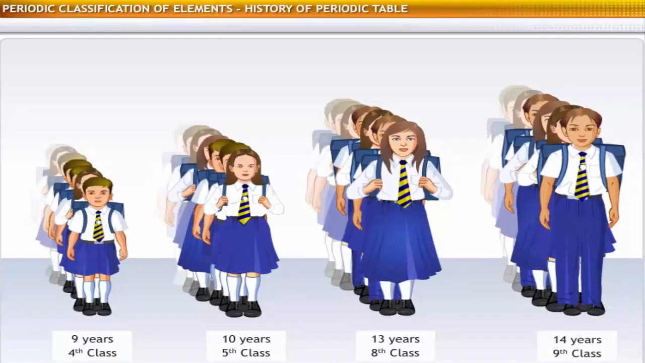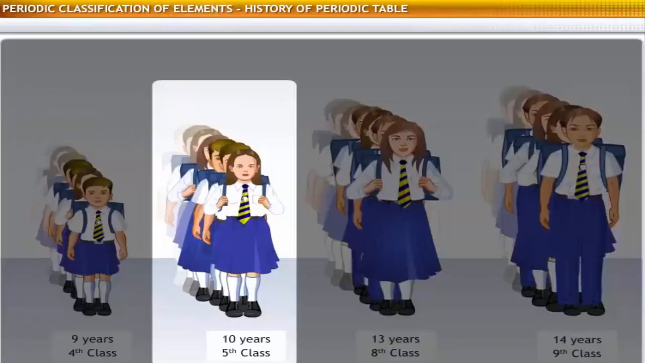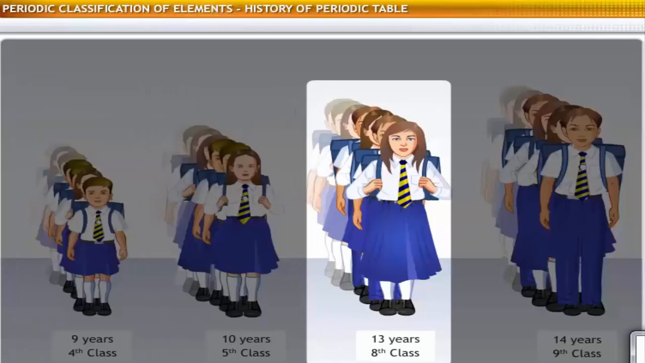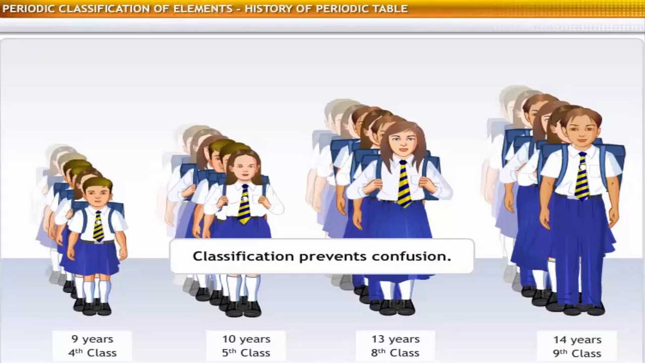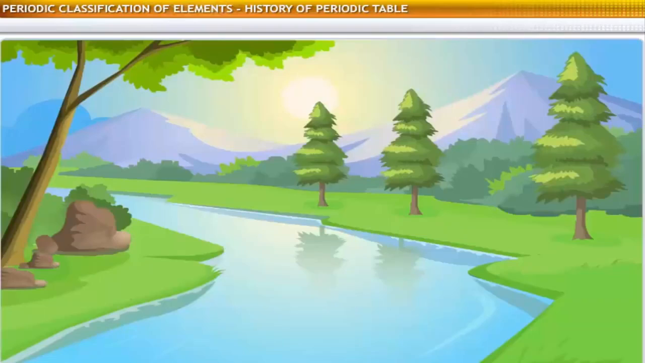Students in a school are allocated to classes based on the age group they belong to. It is because students in a class are likely to have similar attributes in terms of the level of knowledge, capabilities, height, and weight. Similarly, there are over 100 elements known to us.